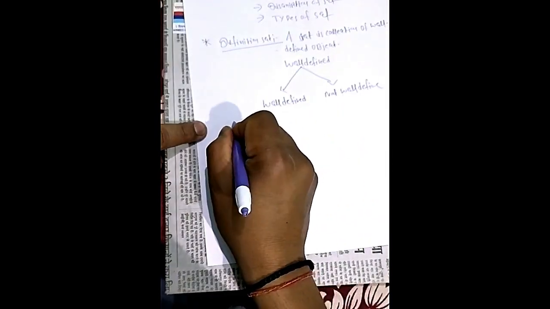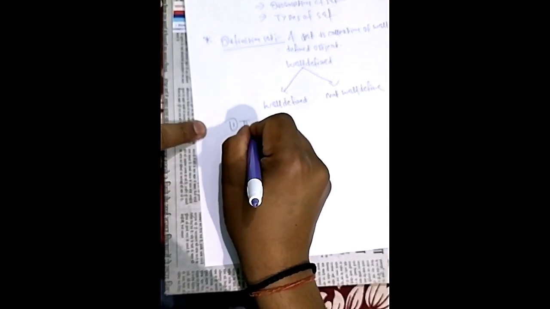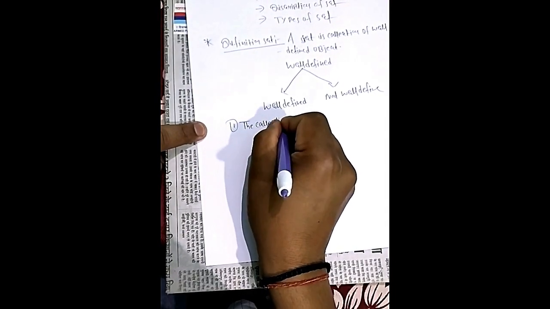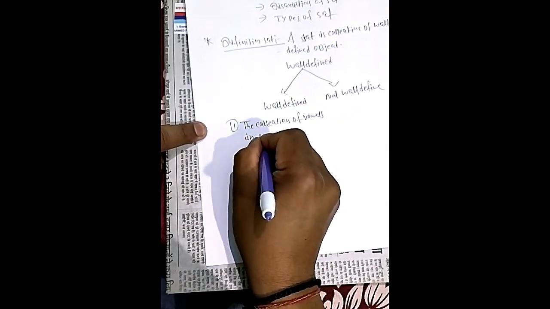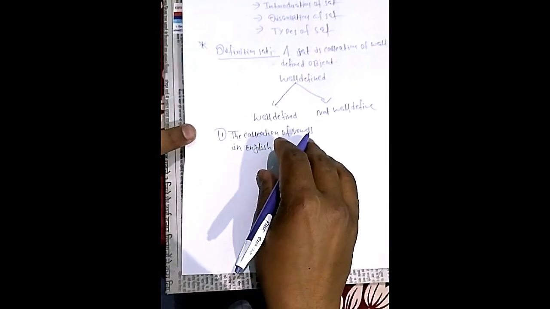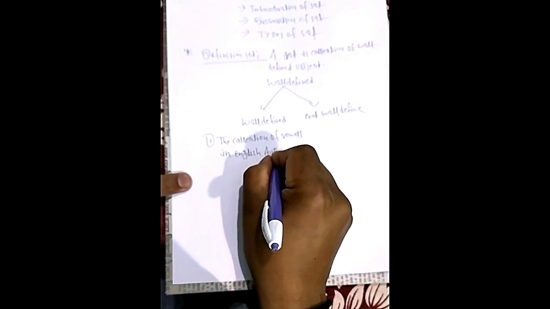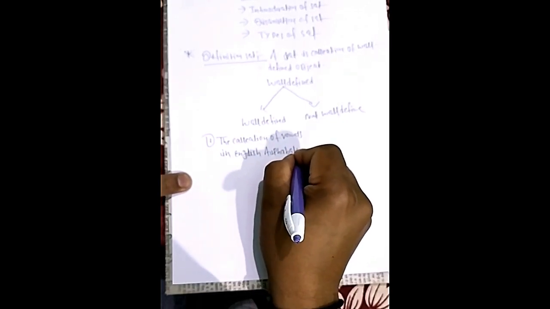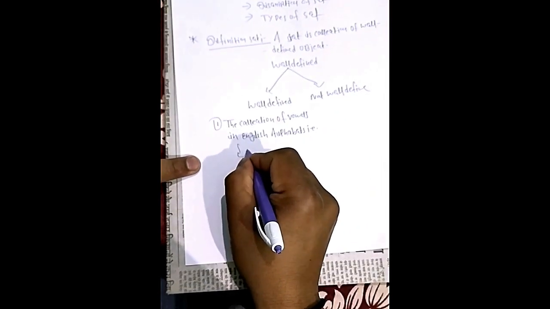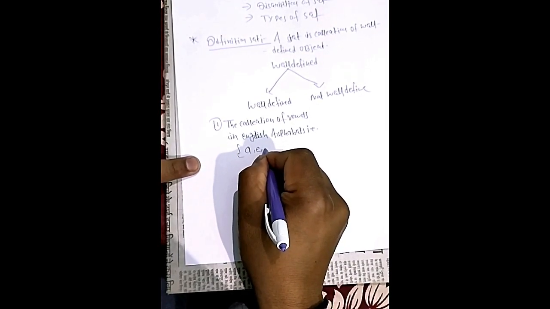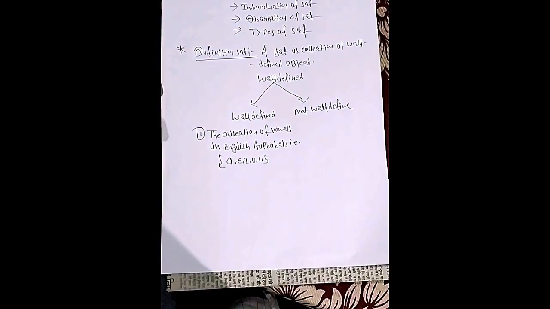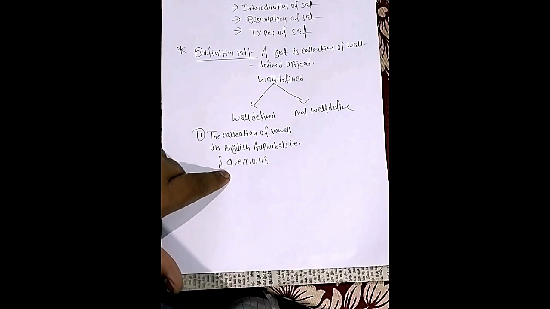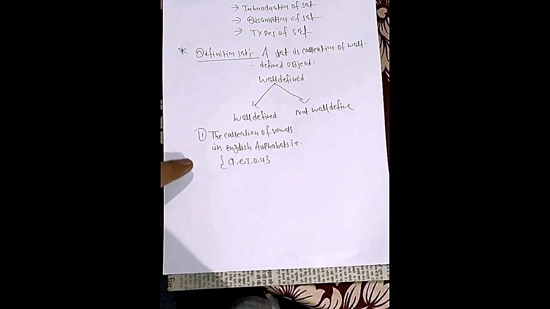Well defined example: first, the collection of vowels in English alphabets, that is A, E, I, O, U. The 5 elements contain English alphabet vowels, that is A, E, I, O, U. It is a set because it is a well defined object.